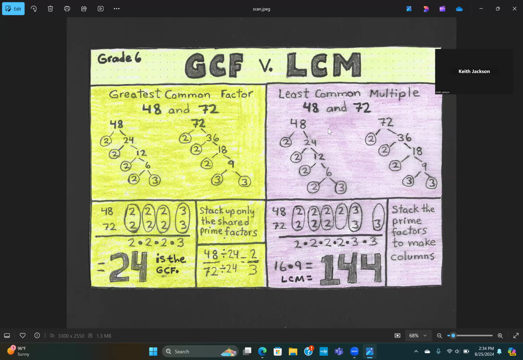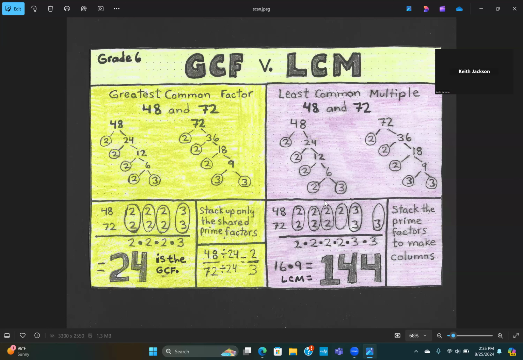And in fact, if you count by 48, you will land at 144. And if you count by 72, you will land at 144 together. So this is the first common multiple that they have in common, or in other words, the least common multiple that they have in common.